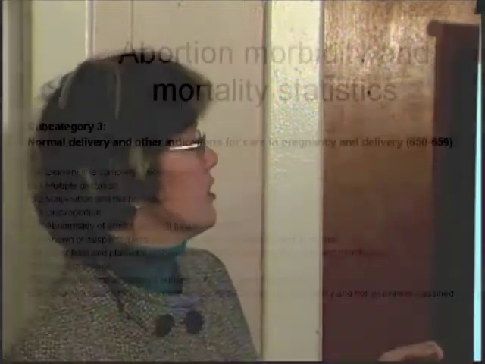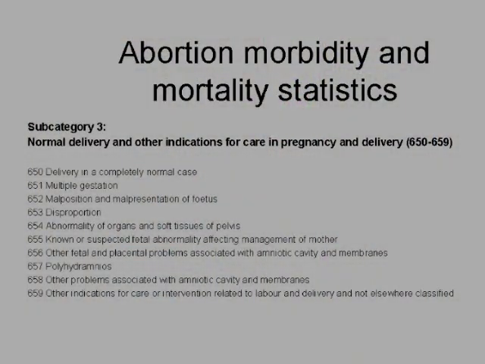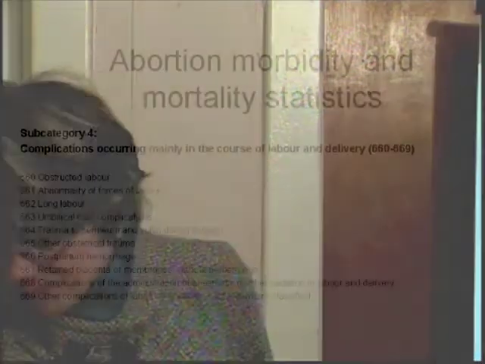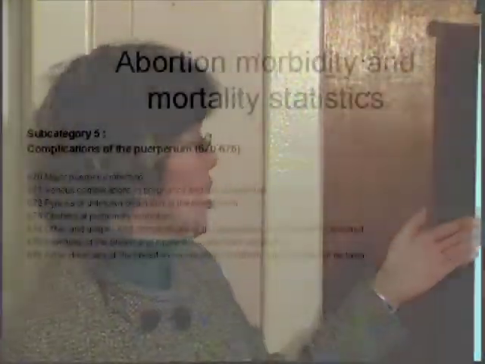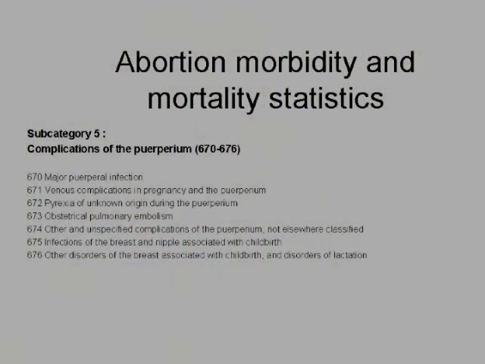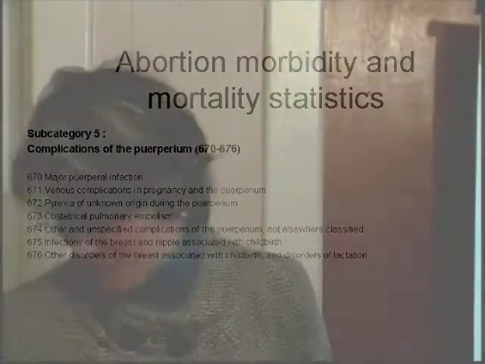Subcategory 3, normal delivery and other indications for care in pregnancy and delivery, so those are codes 650 to 659, all kinds of diagnosis codes, and they're also used as codes for cause of death coding as well, so both for morbidity and mortality statistics. Subcategory 4, you have complications occurring mainly in the course of labor and delivery, so codes 660 to 669. And subcategory 5, complications of the puerperium, so codes 670 to 676.